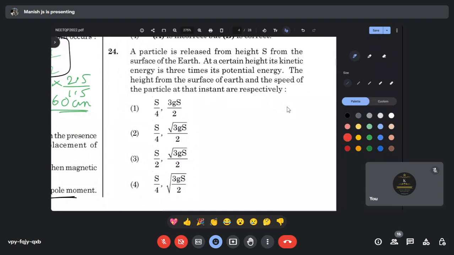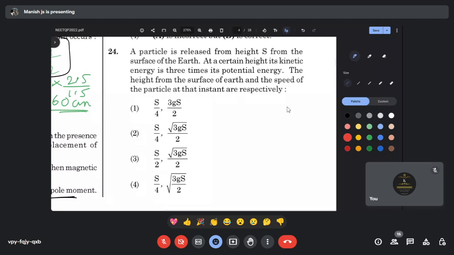A particle is released from height S from the surface of the earth. At a certain height, its kinetic energy is 3 times its potential energy. The height from the surface of the earth and the speed of the particle at that instant are respectively. So at that instant, what is the height from the surface of the earth and the speed of the particle? We have to find out.